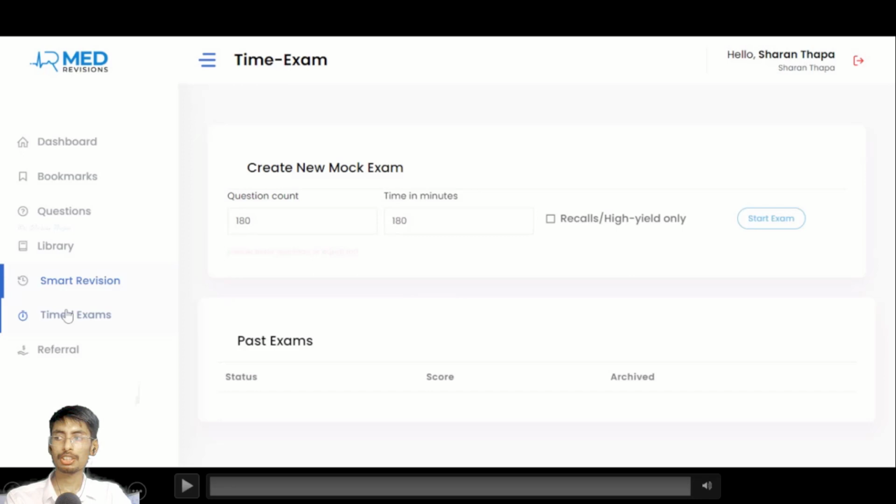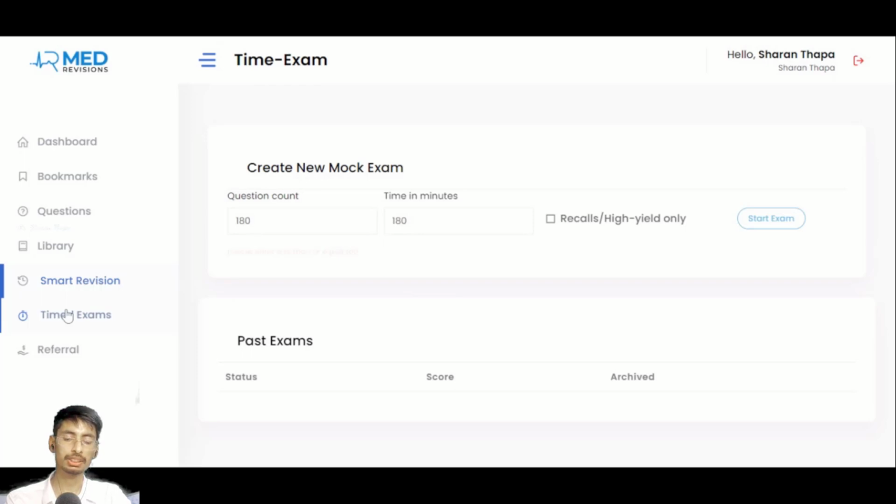You can see that you can choose the number of questions and the time you want to do that particular question in. And you can also do recalls or hard-only questions in the mocks. But there are pros and cons of this flexibility of the mock examination. The pro is, if you have a job or you want to do a mock in a small chunk, this feature is useful. But you will not get that real exam vibe or feeling with this kind of flexibility.